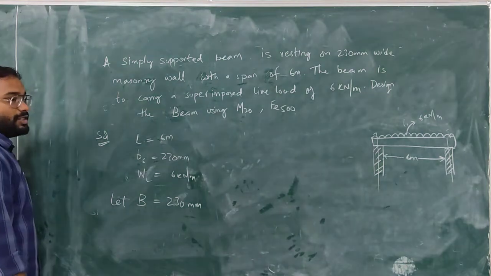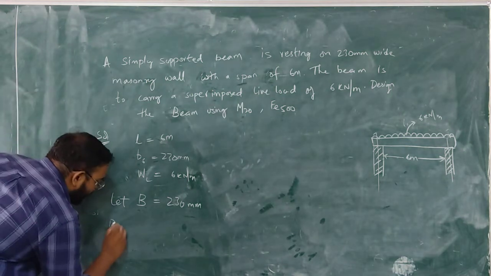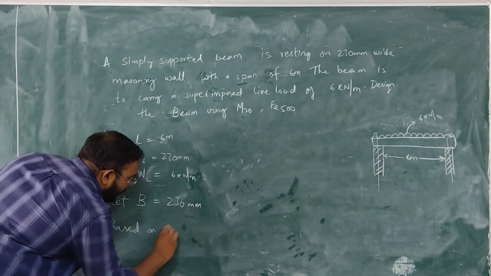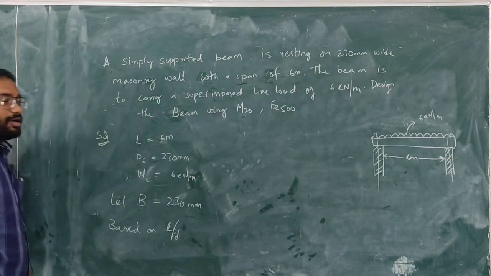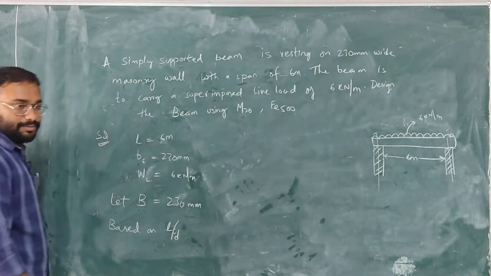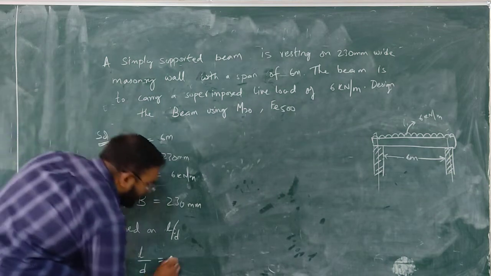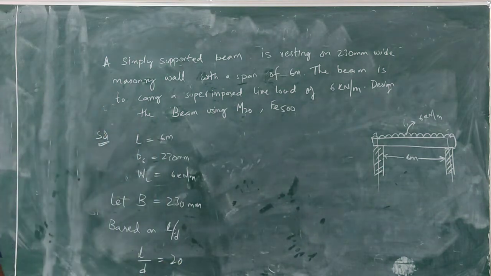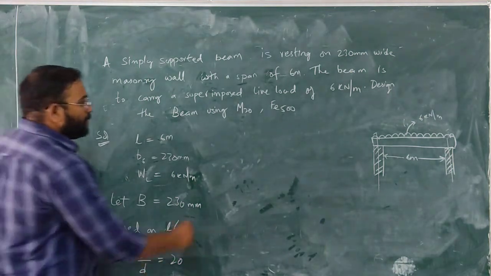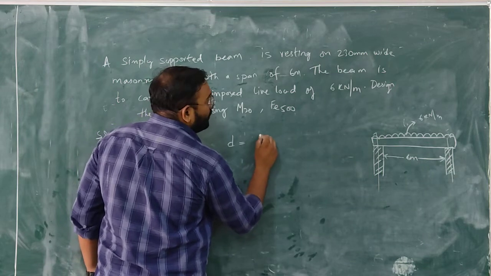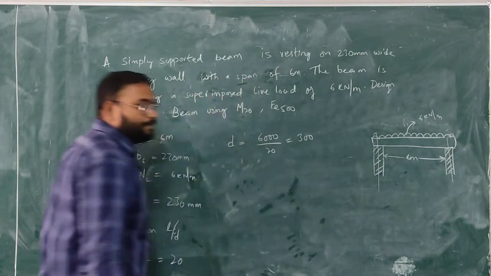Next, what is our next step? Based on the span to effective depth ratio, the deflection criteria, based on L by d, you need to compute what is small d. Now L by d for a simply supported beam, what is the value? It is 20. For continuous it is 26, for cantilever it is 7. So d will be equal to 6000 divided by 20, which is 300 mm.